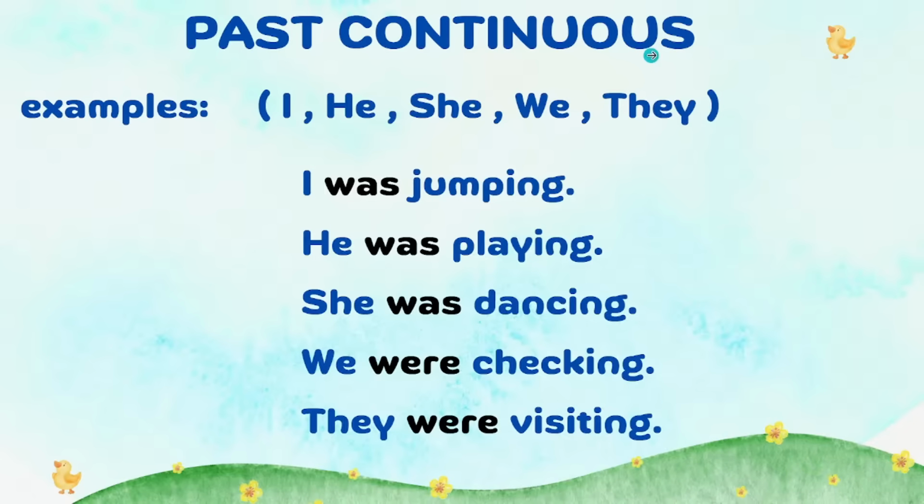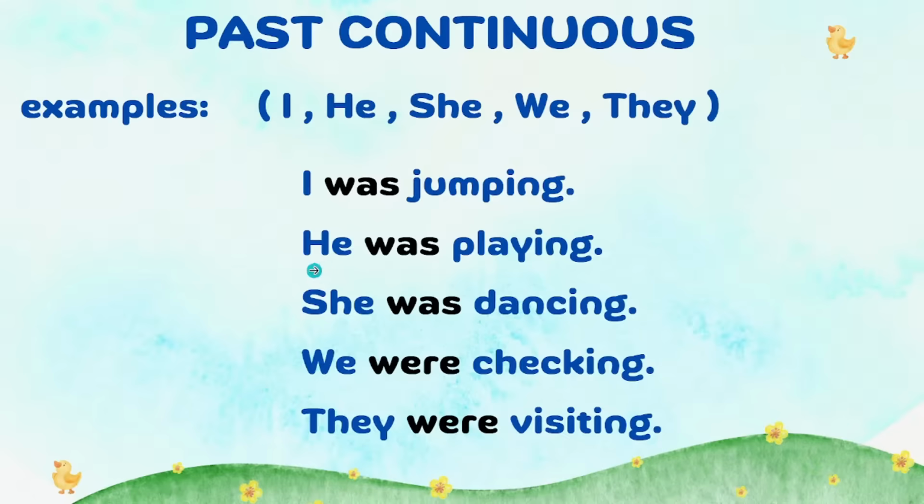Continuously happening in the past. I was jumping. Maybe you can just add here "yesterday." I was jumping yesterday. Okay? But by merely saying "I was jumping," you can already say that it is already in the past. It happened in the past because of this "was."